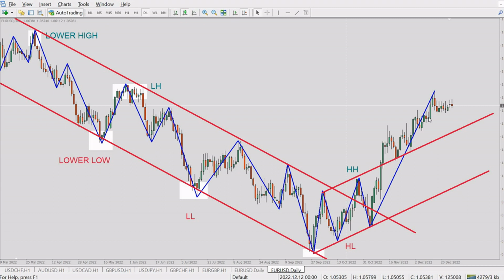This only strengthens the move and it shows us that the price indeed is going to rise and we have a strong uptrend at this point. So this is how to draw the next price channel. This is the price channel.